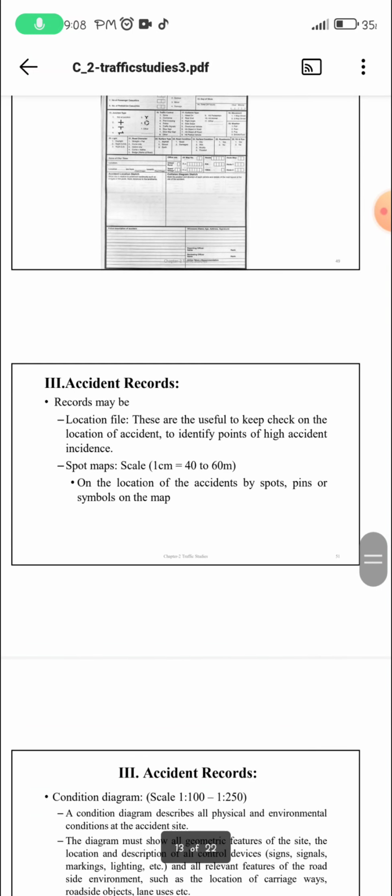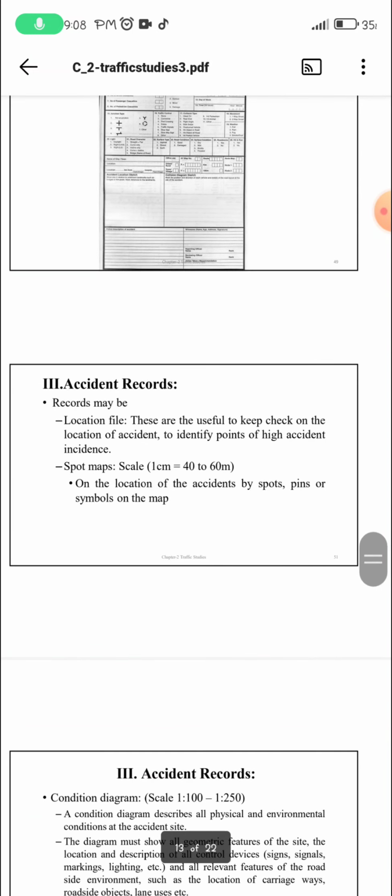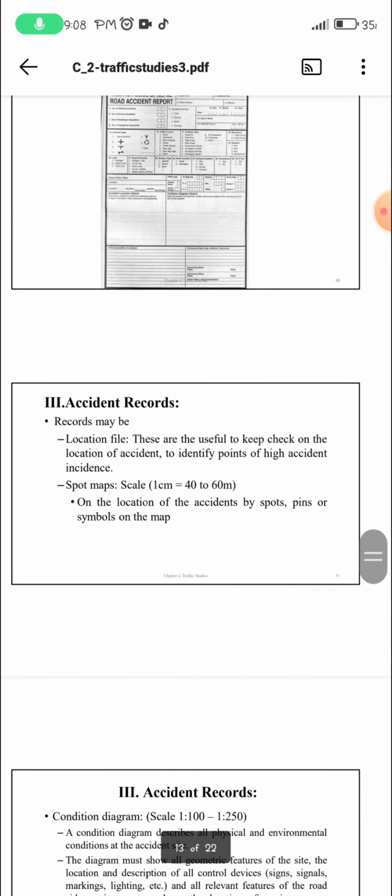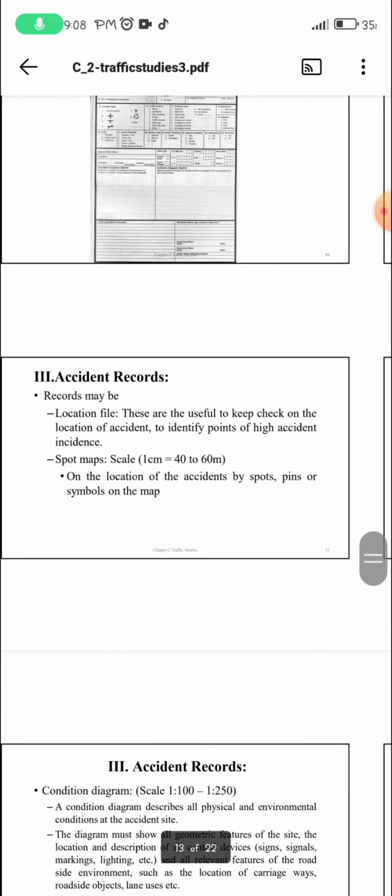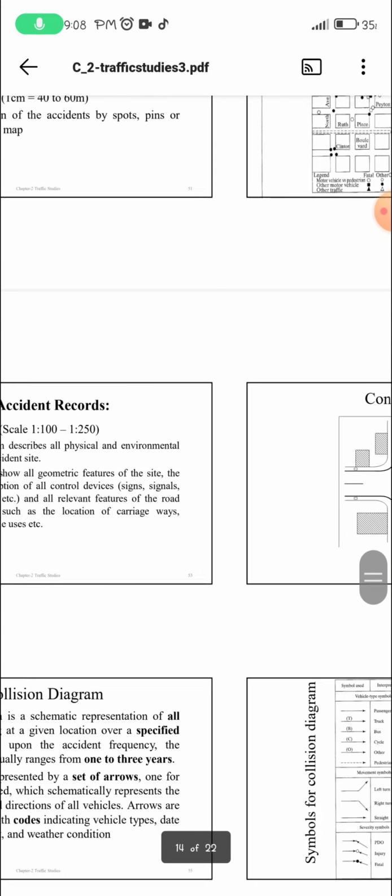Accident report: accidents will be reported to the police authorities for legal action. Accident records: records may be a location file. These are useful to keep a check on the location of accidents to identify points of high accident incidence. Spot map: scale 1 centimeter equals 40 to 60 meters. Mark the location of the accident by spot pins or symbols on the map.